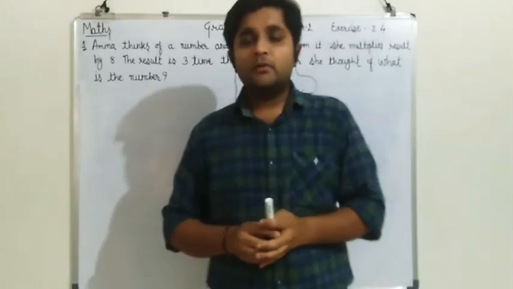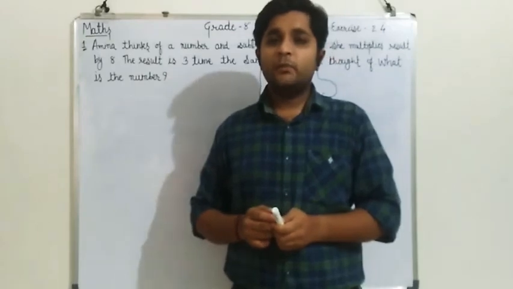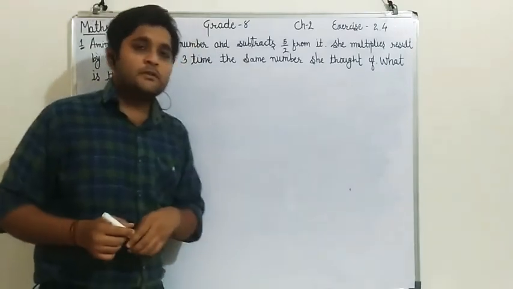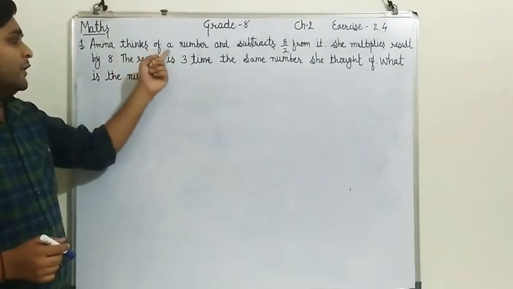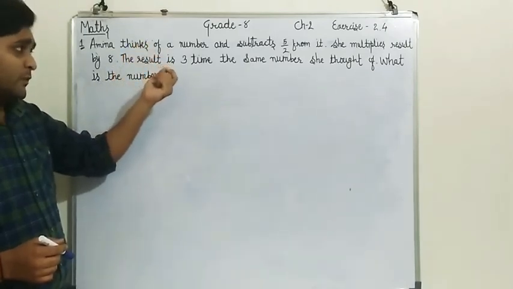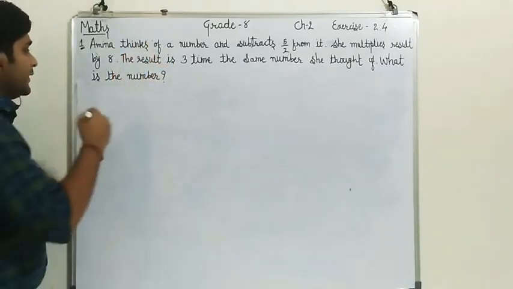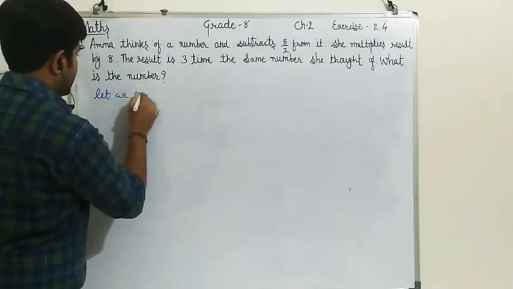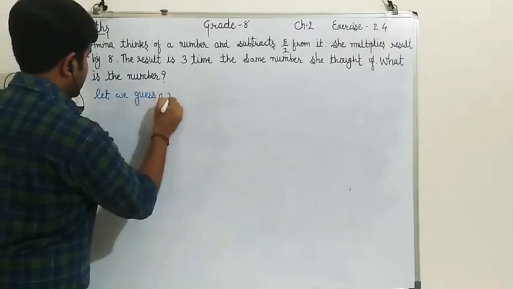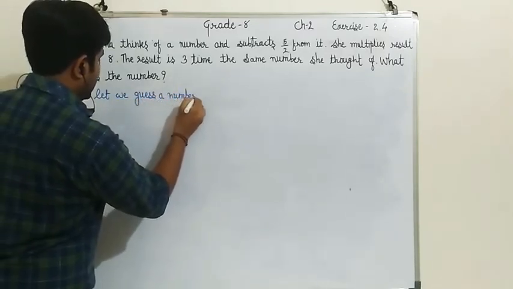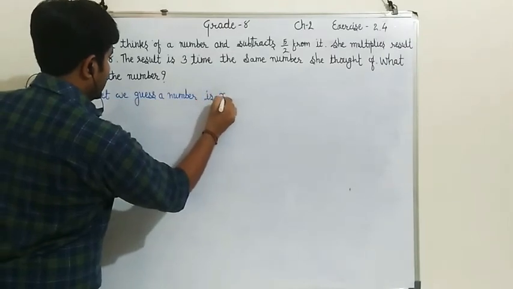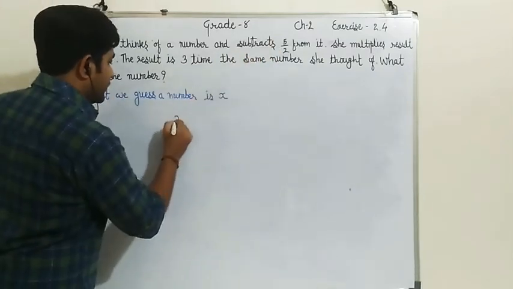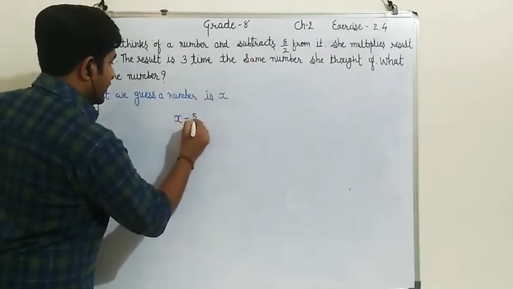Hello everyone. So today we are going to start exercise 2.4, chapter number 2. The first sum says that Amina thinks of a number. Amina is thinking about a number, but the number is not given. So let me guess, the number is x. Now subtract 5 by 2 from it. So subtract 5 by 2 from x. So x minus 5 by 2.